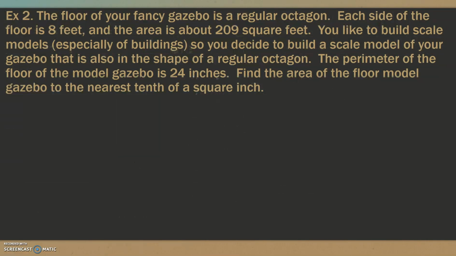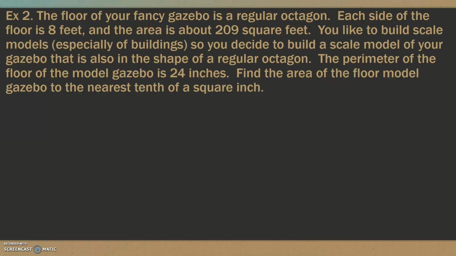All right, let's do something similar to that. We have a fancy gazebo. It's a regular octagon. Each side of the floor is 8 feet, and the area is about 209 square feet. We're going to build a scale model because you like to do that, and we're going to do it such that the perimeter of the model one is 24 inches. So what we want to do is find the area of the floor model of that gazebo to the nearest tenth of a square inch.